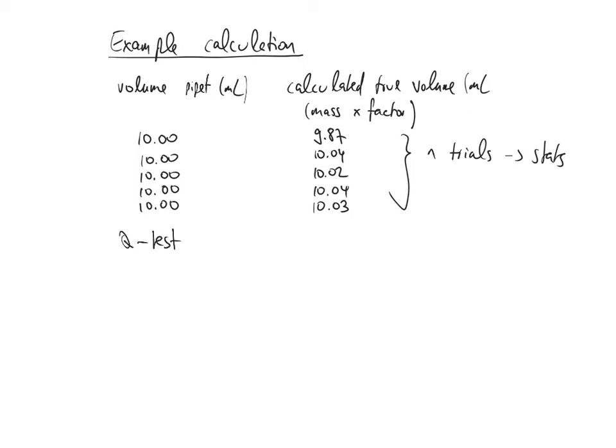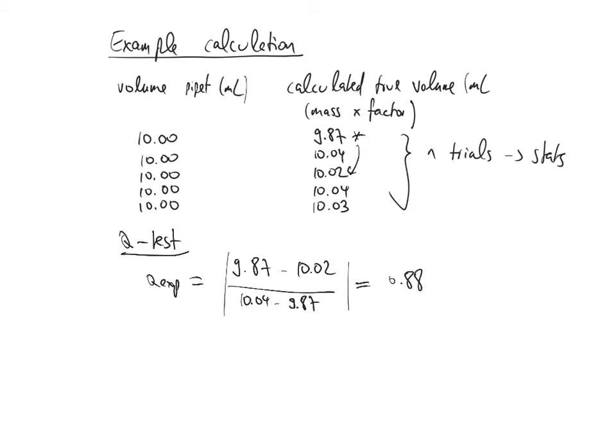Now, what is a suspect? Well, either 10.04, but there's 2 of them, or 9.87, so I think this is the suspect. So I'm going to calculate Q experimental, which in this case is 9.87 minus 10.02, 10.02 being the nearest neighbor. Remember, nearest neighbor means the one closest in value, divided by the max minus min, the whole thing absolute value, and that gives me 0.88. Now, since n is equal to 5, I look up from the table at 90% confidence. What is the Q value? So Q critical is equal to 0.65.